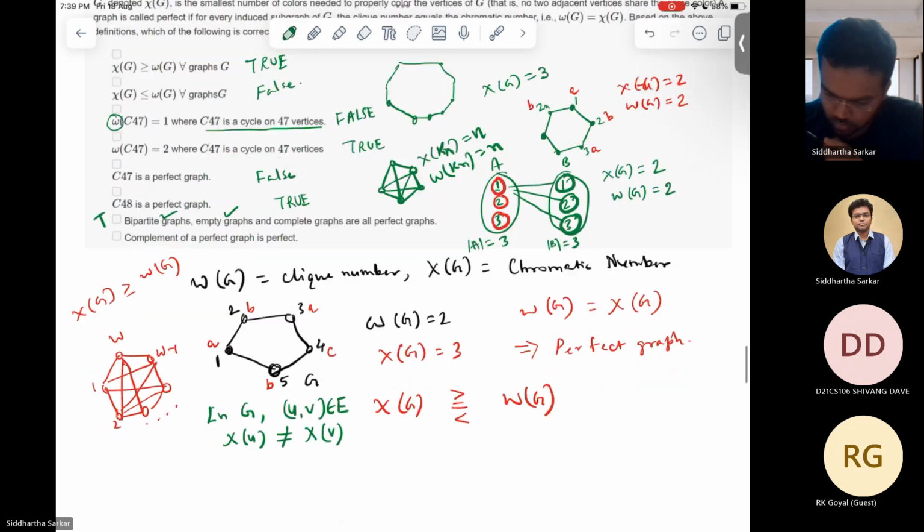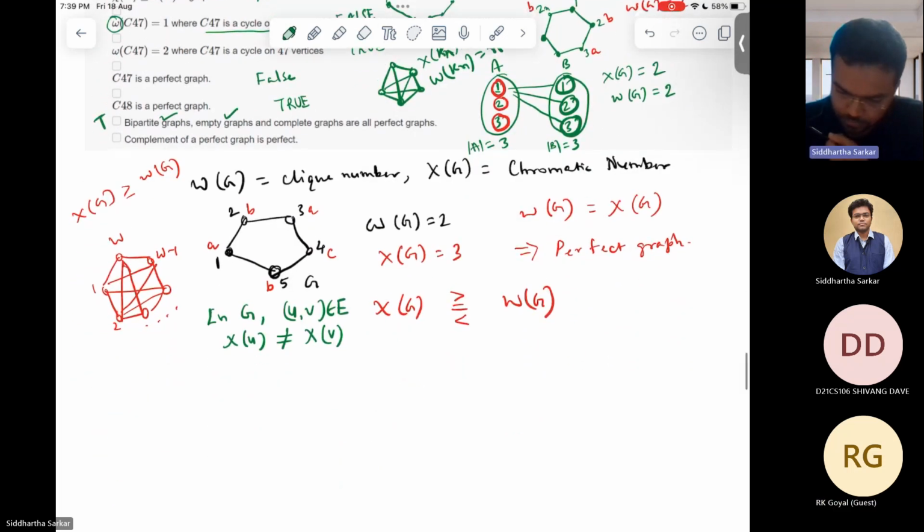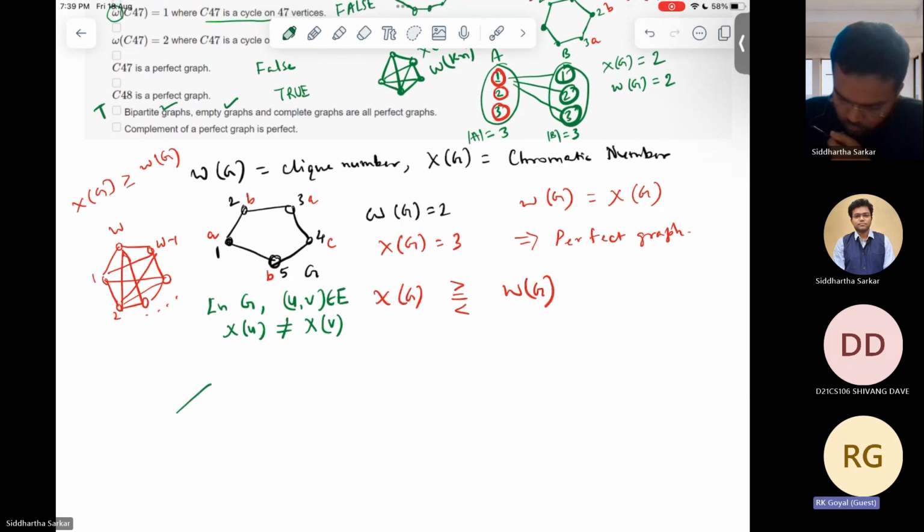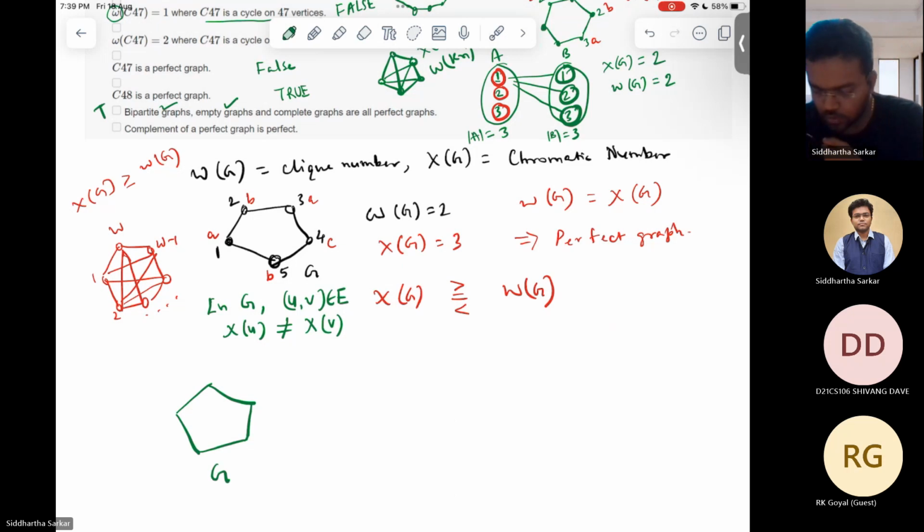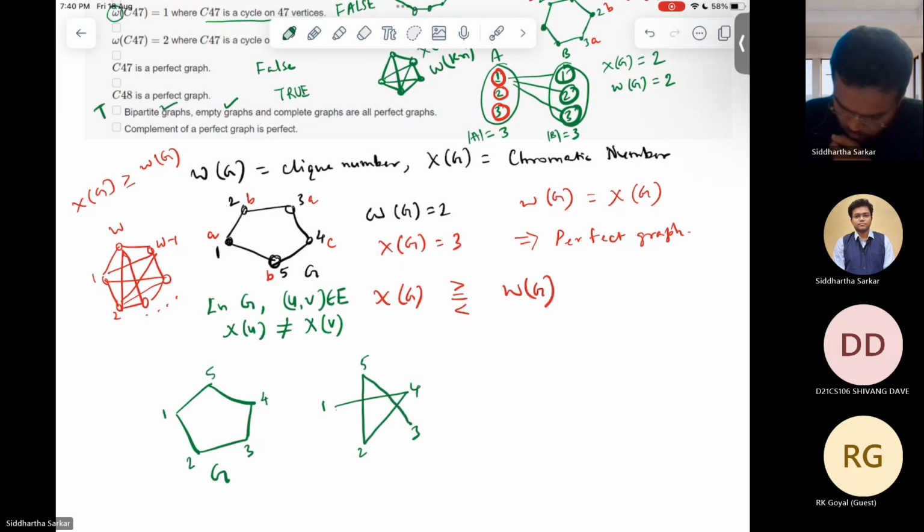So for example, this is let us say G, then the complement of G is all the diagonals I have drawn.